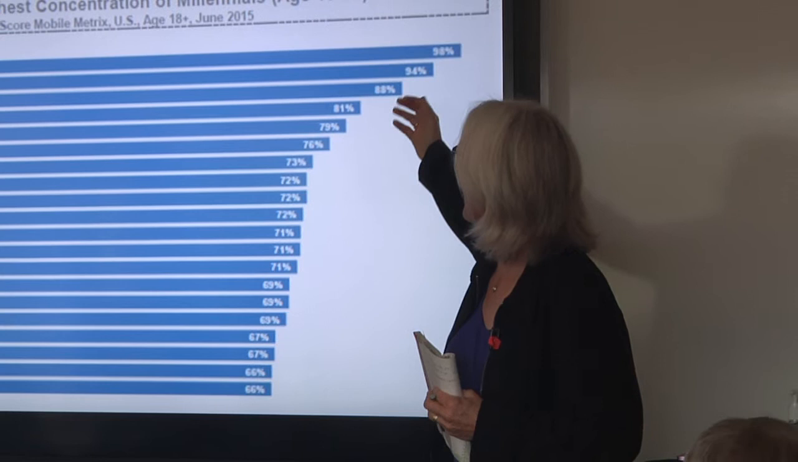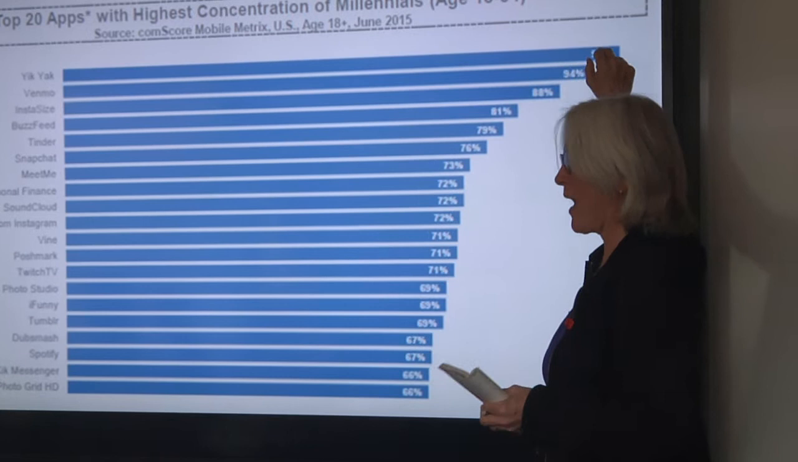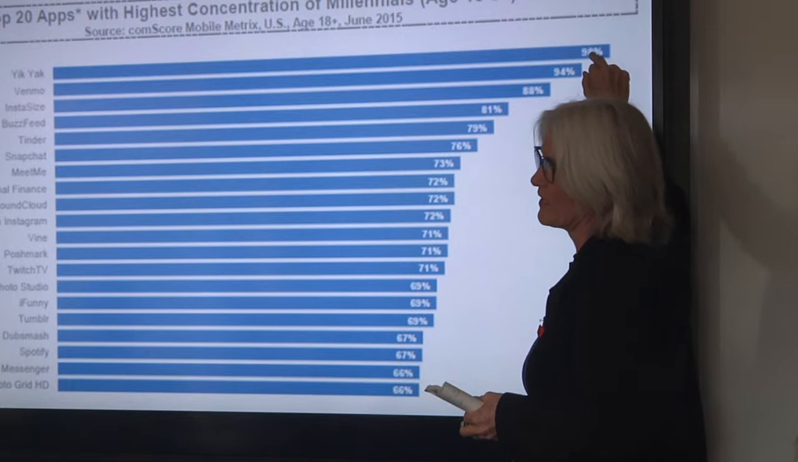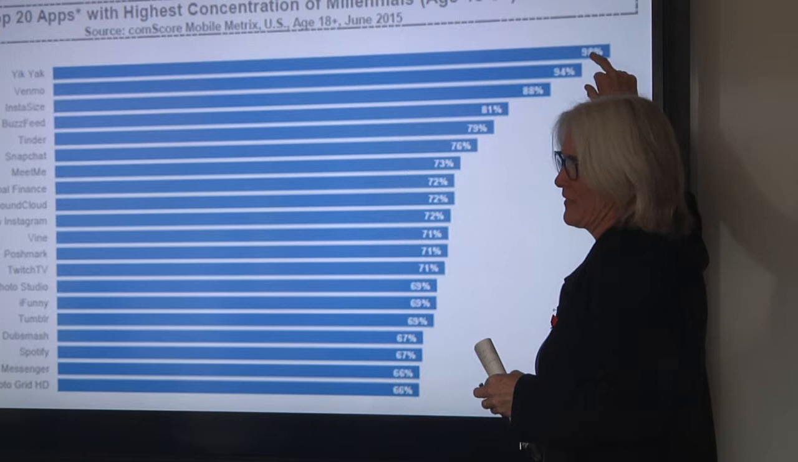Has anybody ever been on Yik Yak? Yeah, I downloaded it yesterday because I was like, I'm just skewing their thing. 98% are millennials. And it's just this chat thing, it's all the chatter near you.